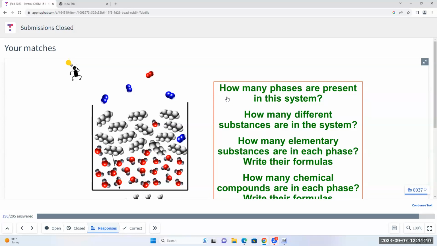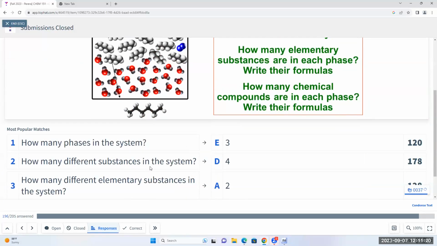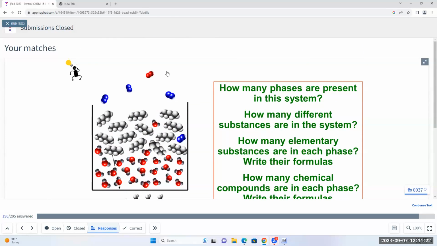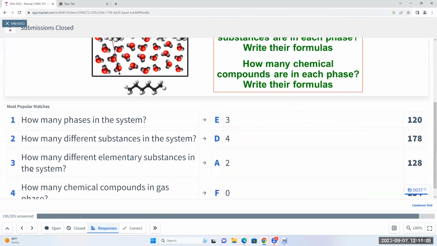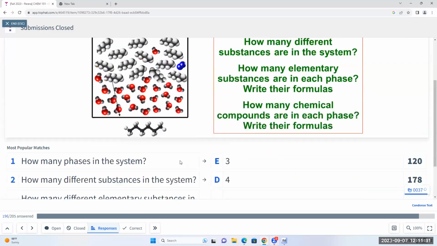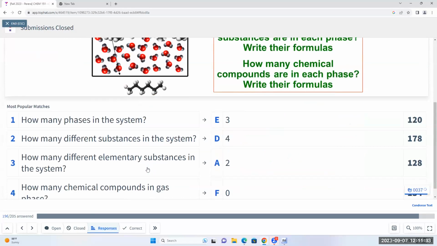Now, any questions, concerns, comments about that? Anything? Okay. Now, that is that. And then we have, let me see, how many different substances in the system? We can count them. We have oxygen, nitrogen, pentane, and water, so 4. That's right. How many different elementary substances are there? We have nitrogen and oxygen, just 2.